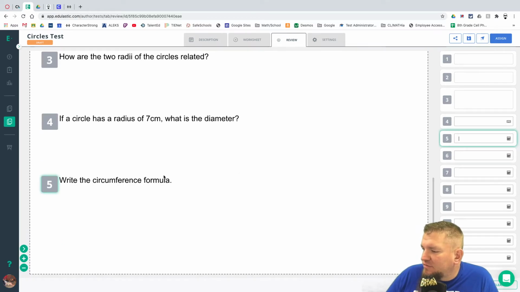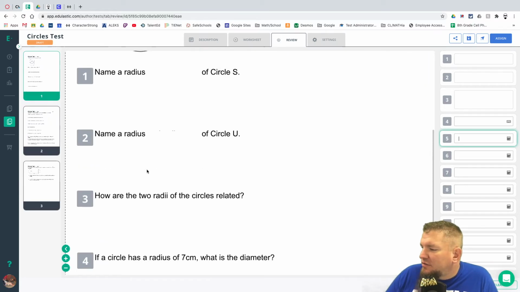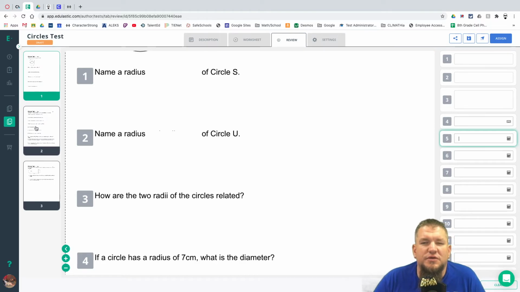So write out the circumference formula. Just pay attention to those. You just don't want to get something wrong for a silly mistake like that. So just do your best that you can, and don't worry about the score.